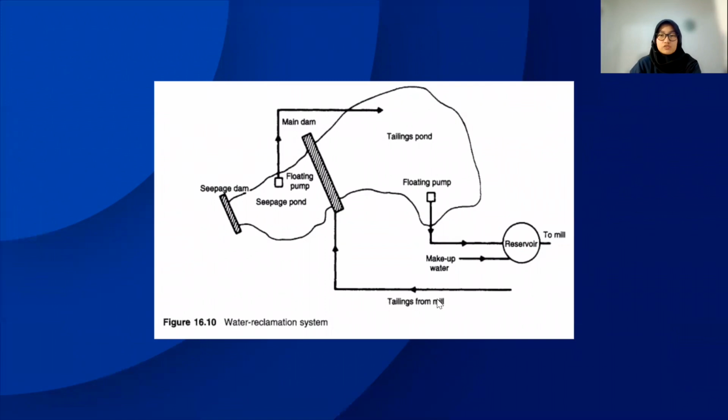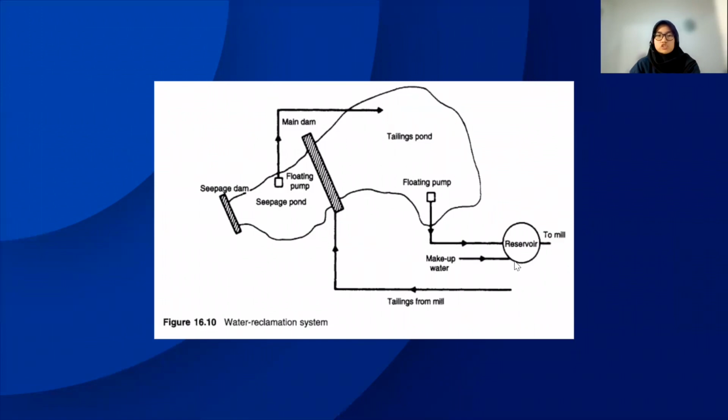The tailings from the mill will go to the main dam, and will move from the seepage pond to the tailings pond through the floating pond. So it will be here and here. And then the tailings in the tailings pond will go to a reservoir through another floating pond, and eventually go to the mill. And the makeup water also goes to the reservoir and eventually goes back to the mill.